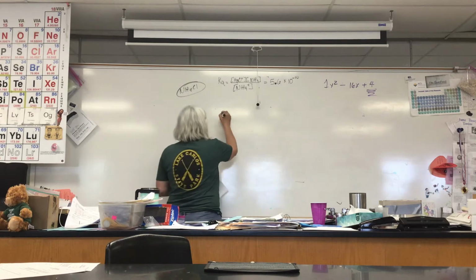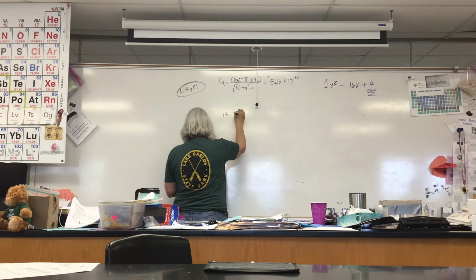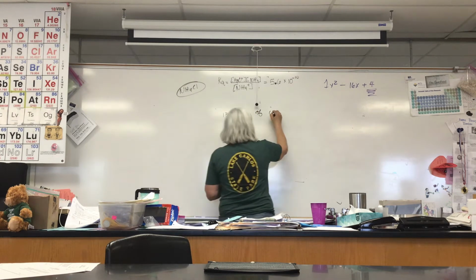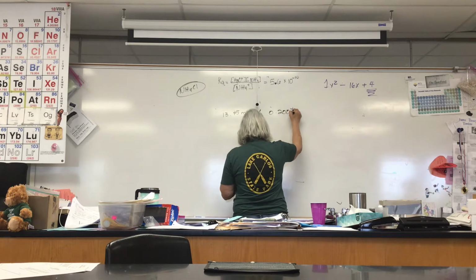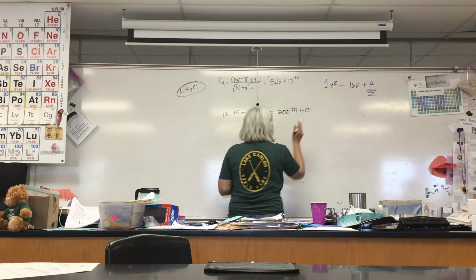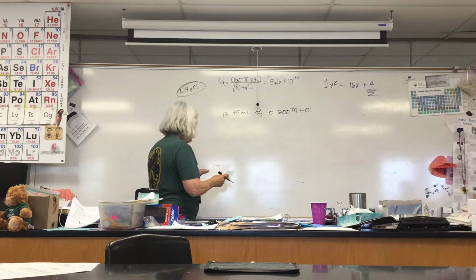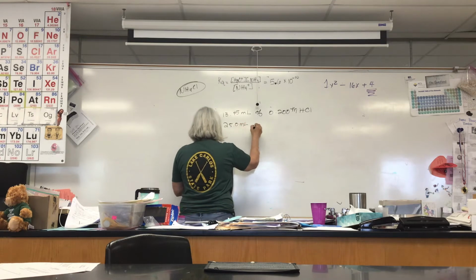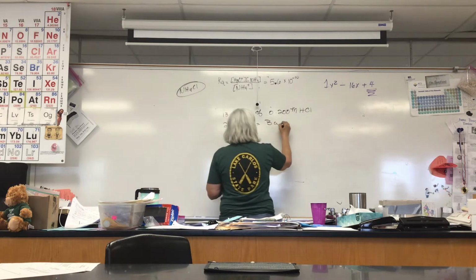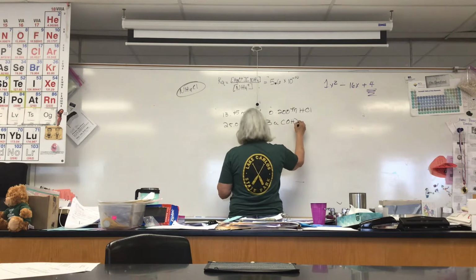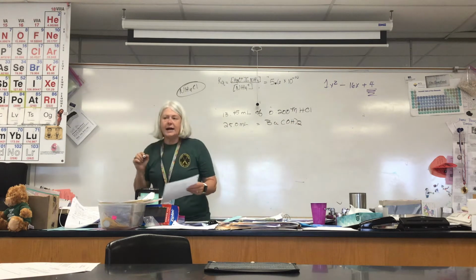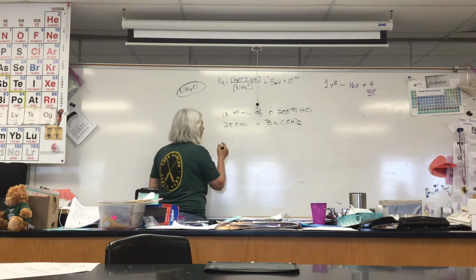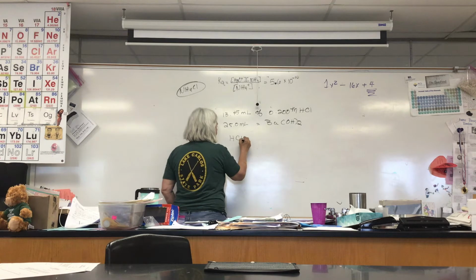I'm given a 13.45 milliliter sample of this acid. That much acid is used to titrate a 25.0 milliliter sample that is barium hydroxide. And we're going to calculate the concentration of barium hydroxide. So as you should know, the first order of business is to write our neutralization reaction.